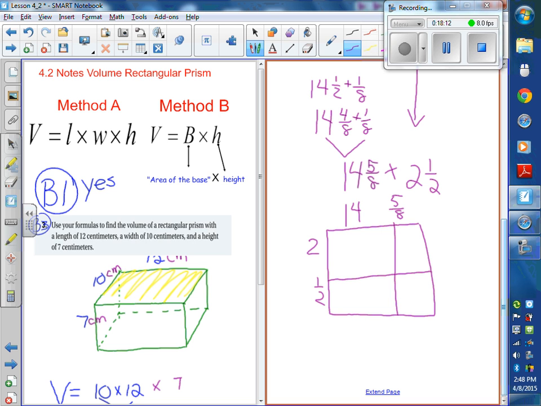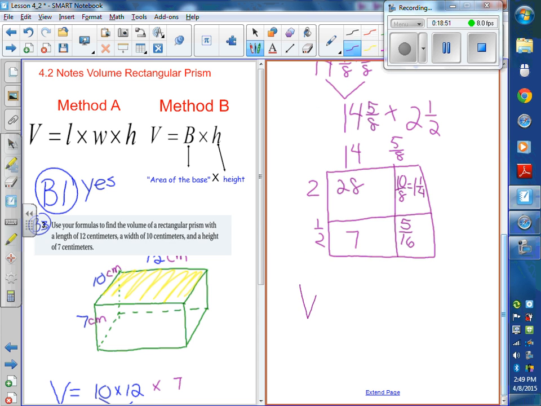What's 2 times 14? 28. What's half of 14? 7. What's 2 times 5/8? Oh, 2 times 5 is 10. 10/8, which is 1 and 2/8, 1 and 1/4. So I'm going to do 10/8, and then I'll put 1 and a fourth. 36 and 1/4. And what's half of 5/8? 5 16ths. So my total volume of that picture is 28 and 7 make 35, plus I have that other one, 36 and a fourth, plus 5/16.